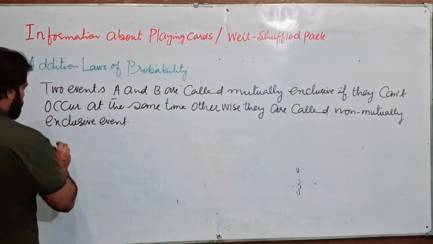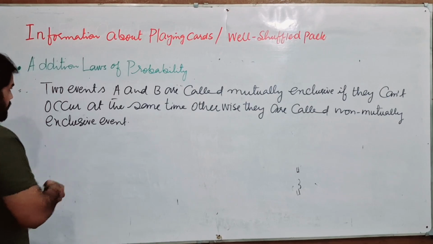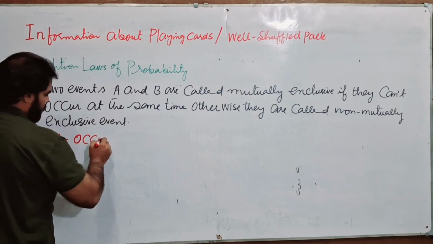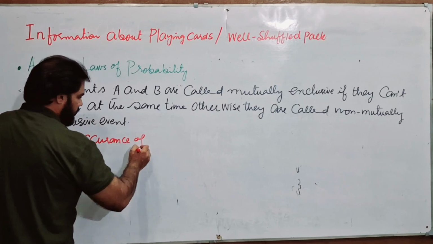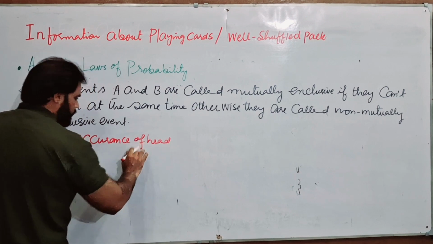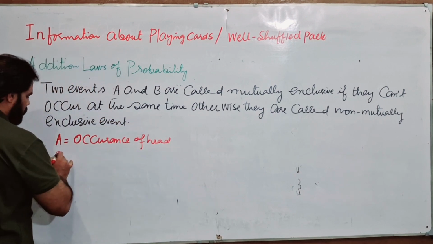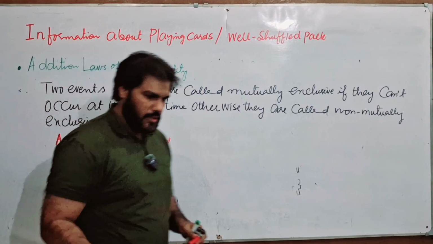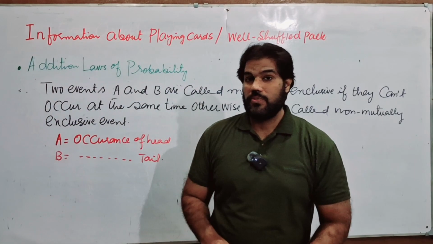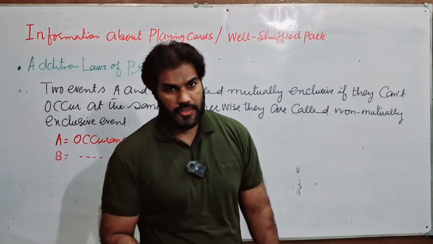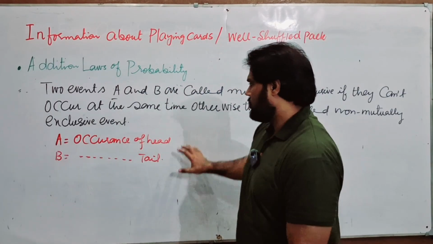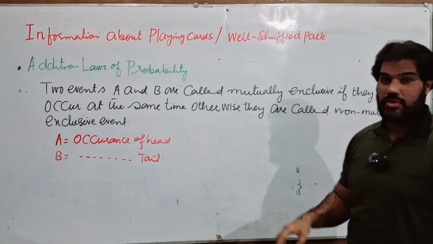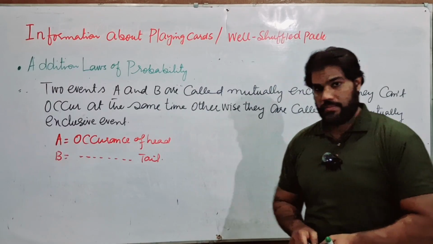We see some examples. Suppose my event A shows occurrence of head on a single coin when we toss a single coin, and B shows occurrence of tail. If you toss a coin, is it possible that at the same time head and tail appears? This is not possible. It means these two events A and B are mutually exclusive events because they cannot occur together, they cannot occur at the same time.